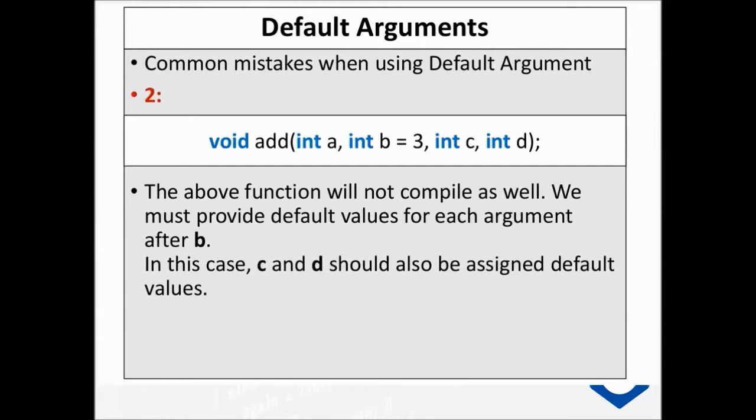The second mistake is when we define a function void add(int a, int b = 3, int c, int d). Similarly, the above function will not compile as well. We must provide default values for each argument after b. It means when we write int a and then int b = 3, here b = 3 is the default argument. After declaring a default argument int b = 3, we must declare c and d as default arguments too.